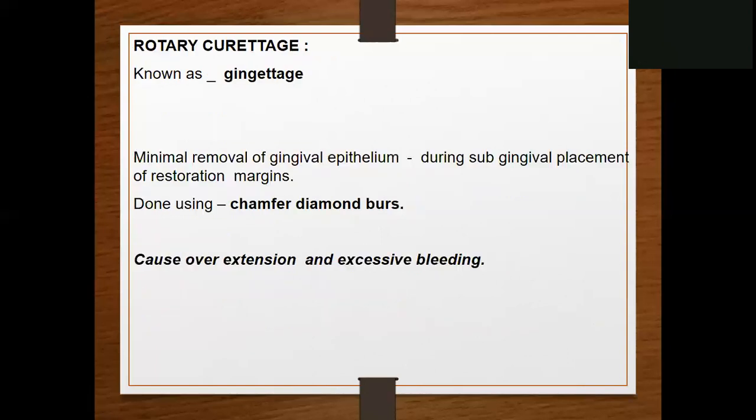Fourth technique, that is rotary curettage. It is also called as the gingitage. The minimal removal of the gingival epithelium can be done, that is by using the burs. The main bur that we use for the reduction of the gingiva is the chamfer diamond bur. And during the subgingival placement of the restorative margins, these burs can be used for removal of the gingival epithelium. But as we know, when this bur removes the gingiva, it causes excessive bleeding and overextension. That is, when the healing occurs, it causes recession of the gingiva.